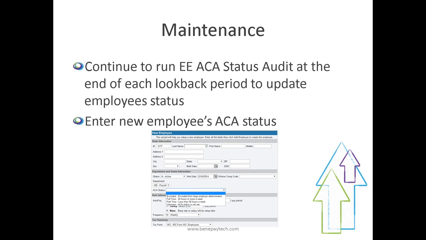Also, when you're entering a new employee into the system, they should be assigned an ACA status with their projected schedule hours. I have on the screen here the new employee wizard that you may be familiar with in Payentry, and the ACA status has been there for a while. So when you're entering a new employee, based on their projected schedule, you would select whether they're full-time or part-time. Now, at the end of your look-back period, you will verify that with the ACA status audit and verify that they fell in line with either full-time or part-time and update at that point as appropriate.